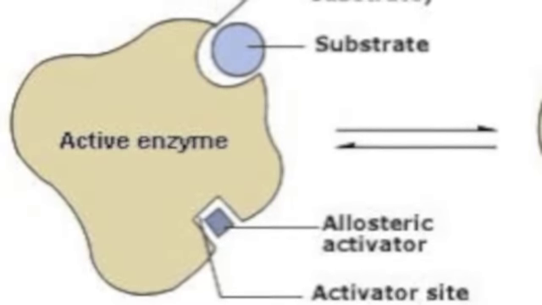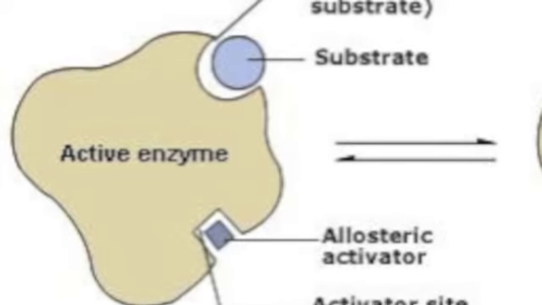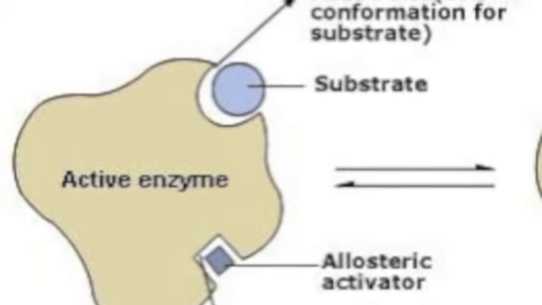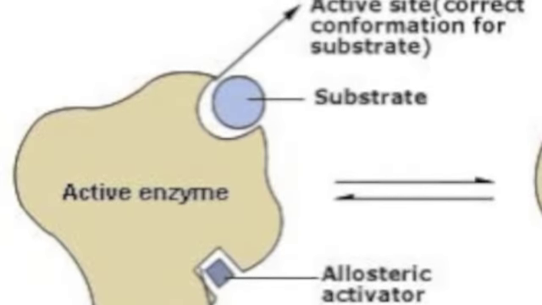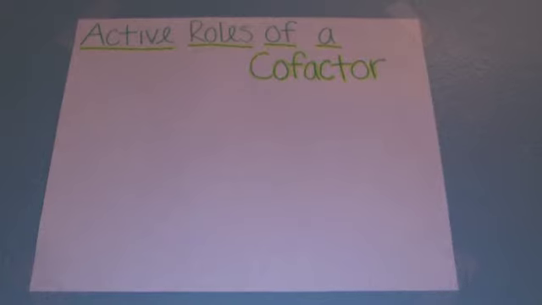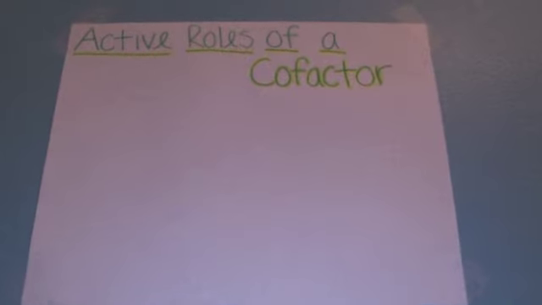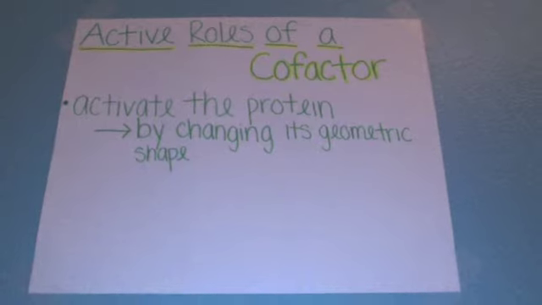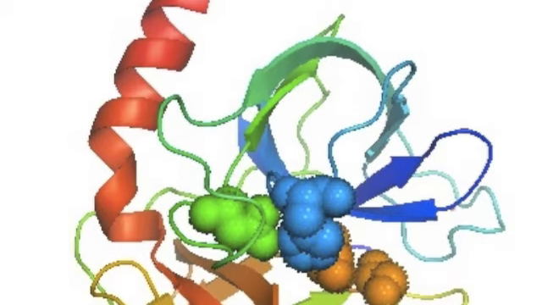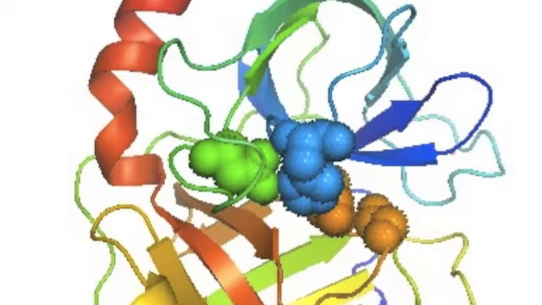This site is able to bind to other enzymes called coenzymes or non-organic matter called cofactors, like iron or zinc. The binding of these substances in the allosteric site regulates the availability of the active site to do work. The active role of a cofactor is to either activate the protein by changing its geometric shape or participate in the overall reaction. Differing parts of enzymes allow them to perform different functions.